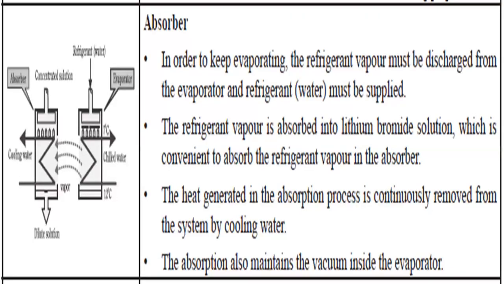Then we have the absorber. In order to keep evaporating, the refrigerant vapor must be discharged from the evaporator, and the refrigerant in the form of water must be supplied. The refrigerant vapor is absorbed into lithium bromide solution, which is convenient to absorb the refrigerant vapor in the absorber. The heat generated in the absorption process is continuously removed from the system by cooling water. The absorption also maintains the vacuum inside the evaporator.